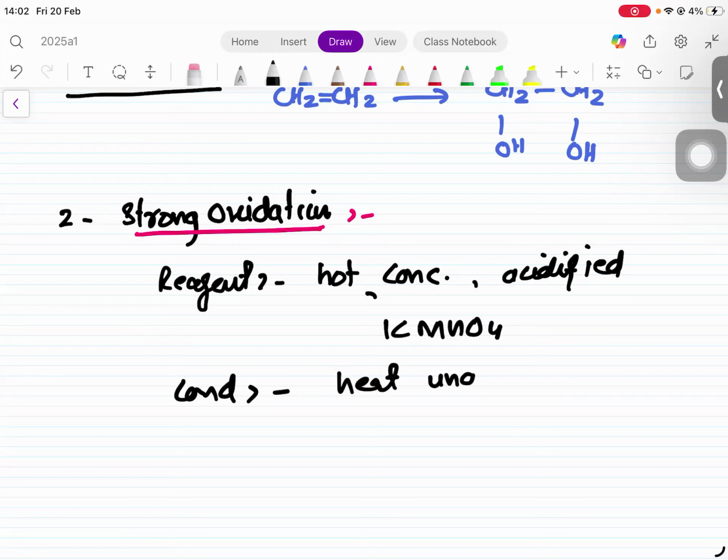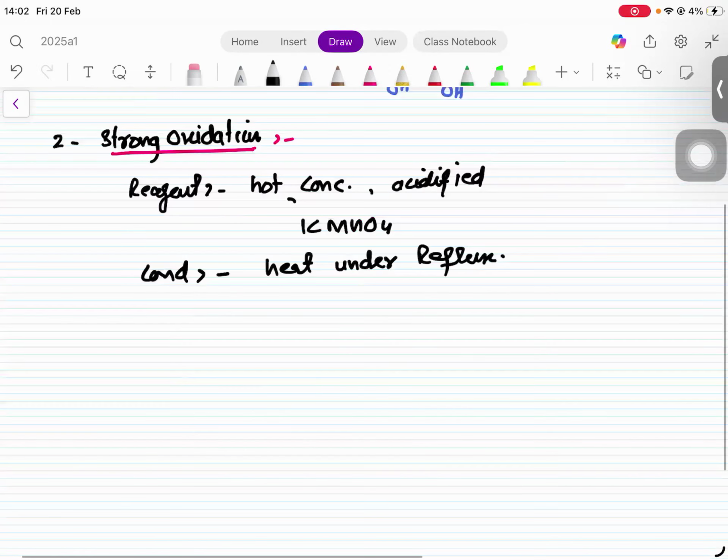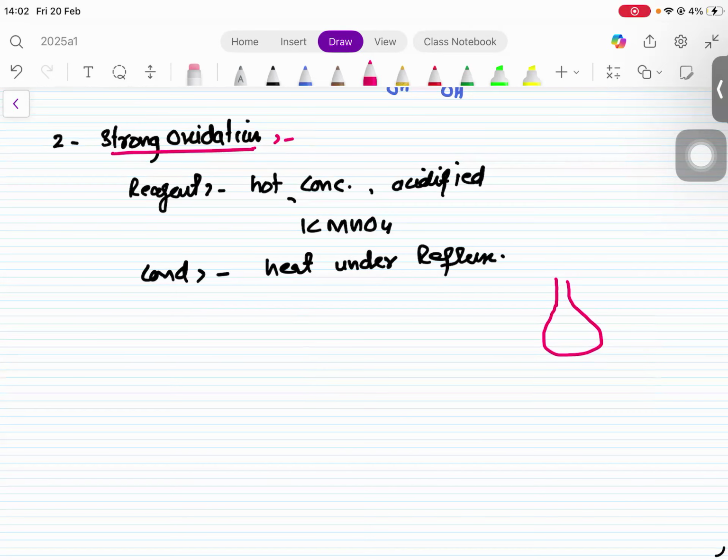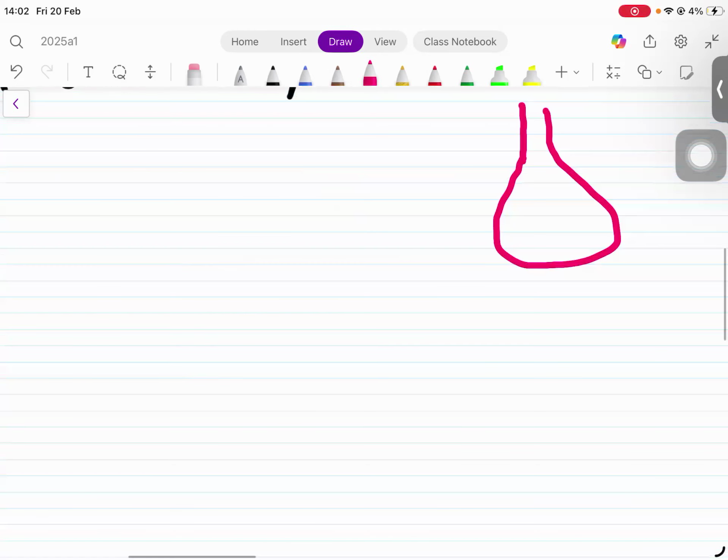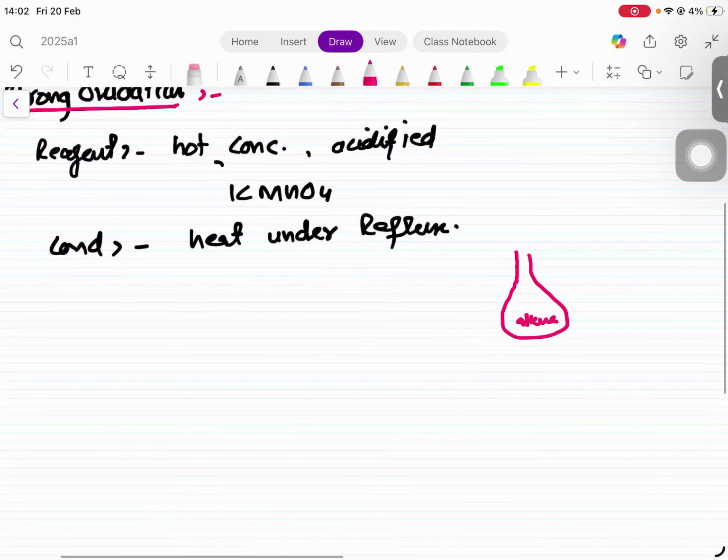So in this case, bacho, first I tell you, what is the meaning of reflux and distill? Look, if you have a container, a flask like this, and you put alkene into it, and you mix it with KMnO4 and heat it.